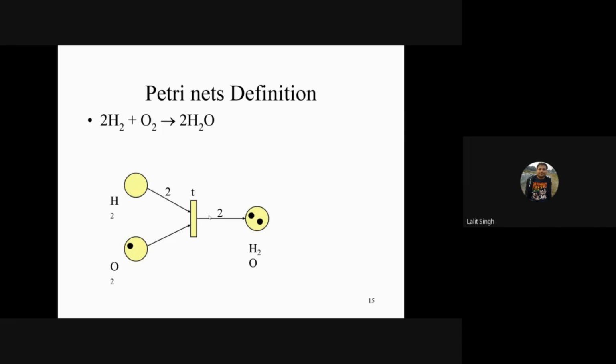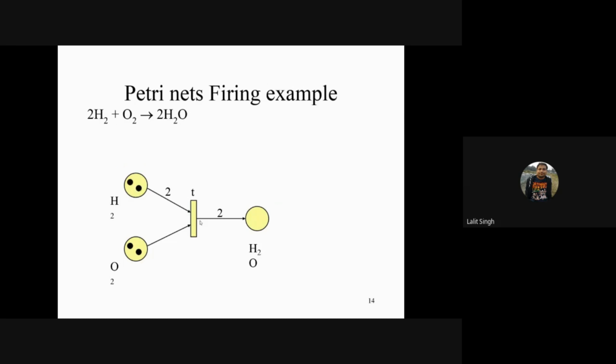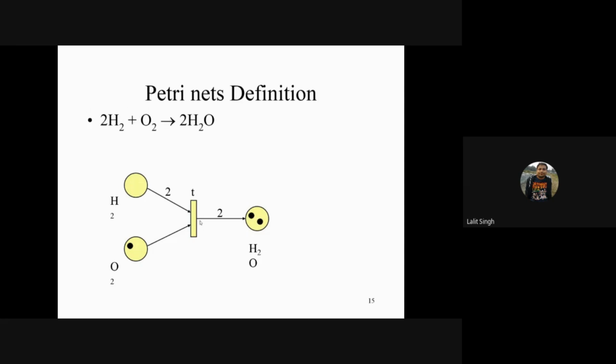So the reachability graph is nothing but, as I said, a graph, so it contains nodes and arcs. The nodes represent the states of the system, and the arcs represent the transitions which are responsible for changing the state of the system. So if you want to draw the reachability graph of this particular example, it will be 2, 2, 0, because 2, 2, 0 is the state of the system. Then transition T will be an arrow, and then 0, 1, 2. So this is the reachability graph.